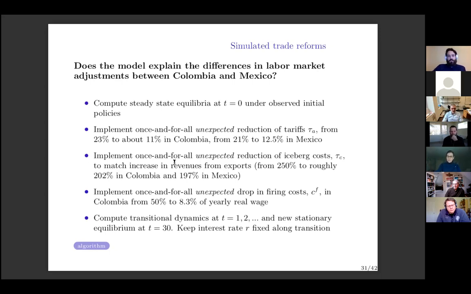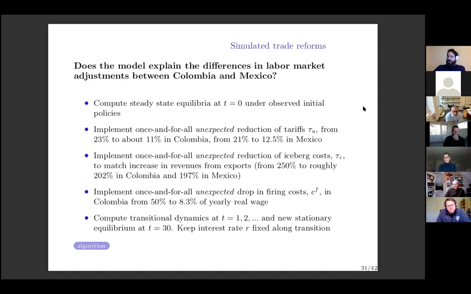Exactly. The model abstracts from borrowing and lending. There is a trade balance, where the value of imports equals the value of exports. Gotcha. Okay. You may, as a robustness check, at least match aggregate imports and exports, because then that will show up, even if it's just exogenous.